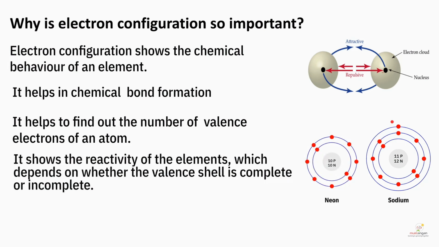And it shows the reactivity of the elements, which depends on whether the valence shell is complete, like in neon. You can see the outermost shell is all filled, or incomplete, as in sodium. This is an incomplete valence shell. Why? Because there is only one electron in here.